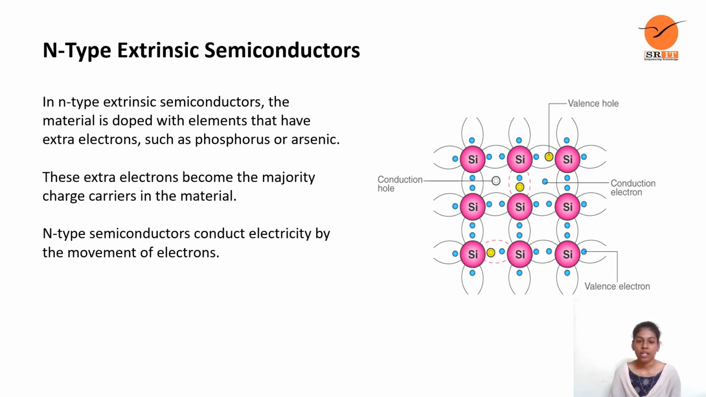N-type extrinsic semiconductors. In n-type extrinsic semiconductors, the material is doped with elements that have extra electrons, such as phosphorus or arsenic. These extra electrons become the majority charge carriers in the material. N-type semiconductors conduct electricity by the movement of electrons.